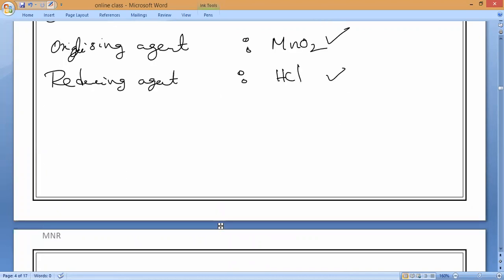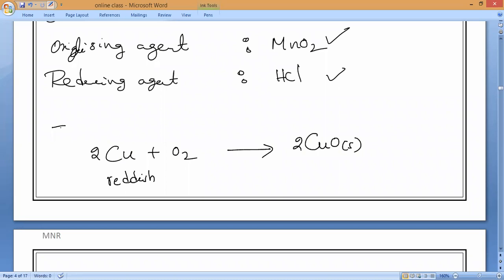Okay, so now can I say the next example? Everybody, are you ready? Yes, sir. Next example. The first example we can say is copper plus oxygen. If we burn it, we get copper oxide, which is in solid state. So now this is the example of what?